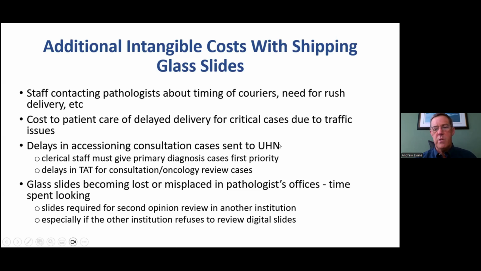Delays in accessioning of consultation cases sent out. Clerical staff have to give primary diagnosis cases their first priority. So there were delays in turnaround time for consultation and path reviews that were sent to UHN. Glass slides became lost or misplaced in pathologists' offices. That entailed time spent looking by pathologists, by clerical staff, admin assistants, et cetera, searching for slides. Who has the slides? This was especially an issue if glass slides were required for a second opinion at another institution and they couldn't be found.